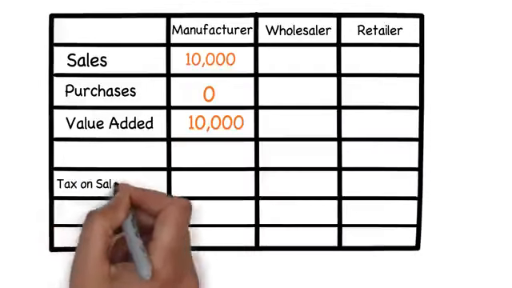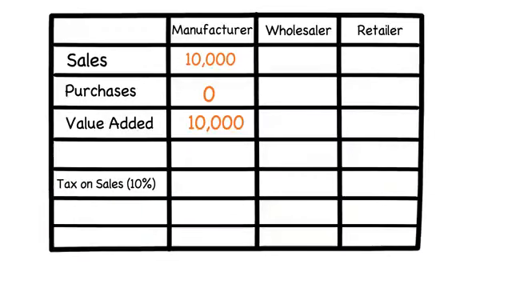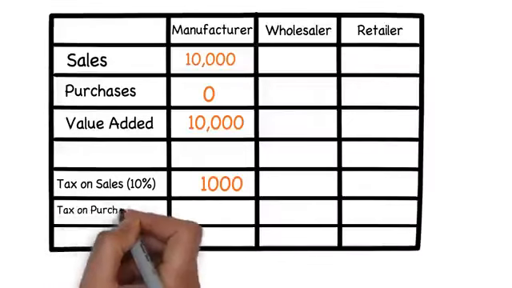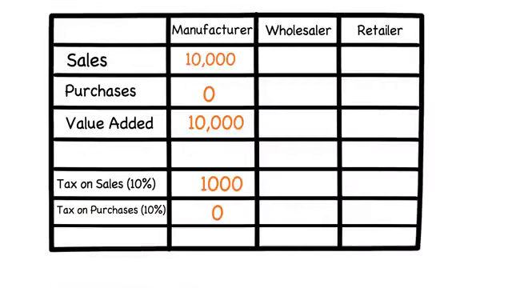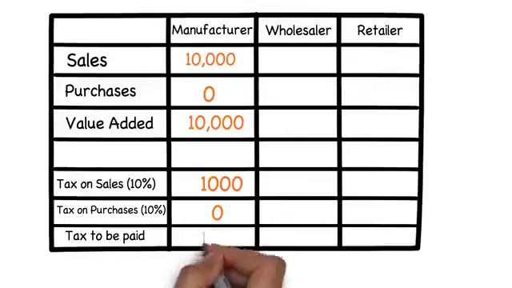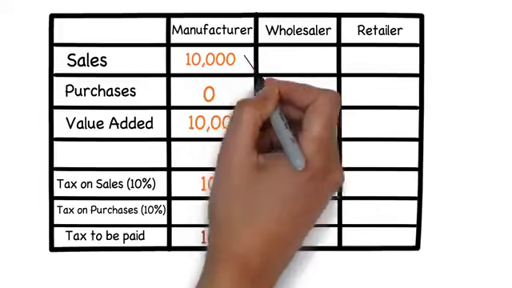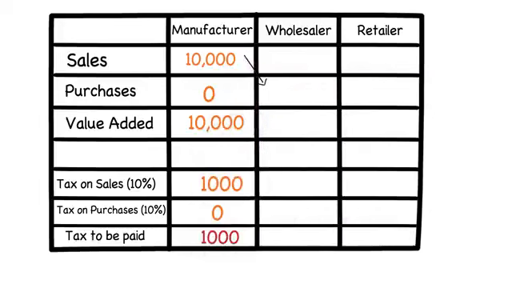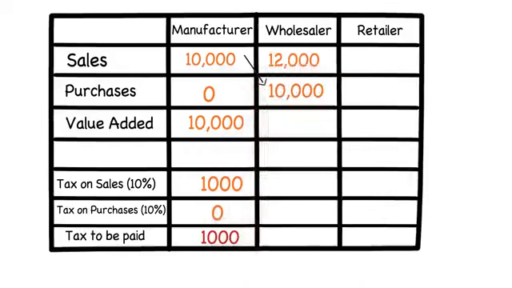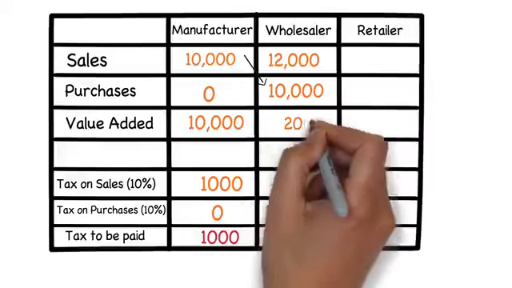On this, the manufacturer pays a tax on sales of say 10%, which is rupees 1,000. Similarly, the tax on purchases is 0 since there are no purchases by the manufacturer. The tax liability for the manufacturer is tax on sales minus tax on purchases, which is rupees 1,000. Now, the wholesaler buys from the manufacturer for rupees 10,000, and after he adds his markup, the selling price for the goods is rupees 12,000. Therefore, the value added by the wholesaler is 12,000 minus 10,000, which is 2,000.